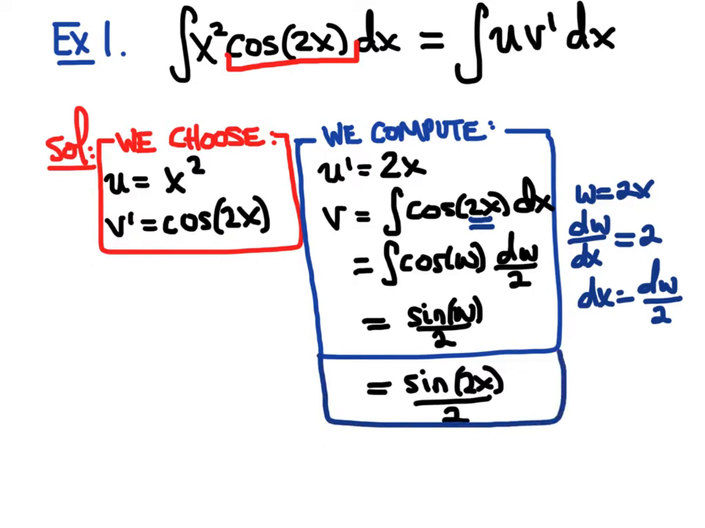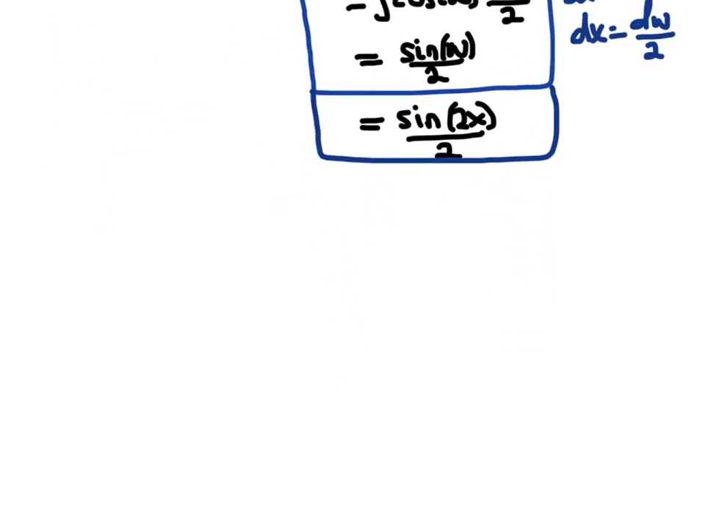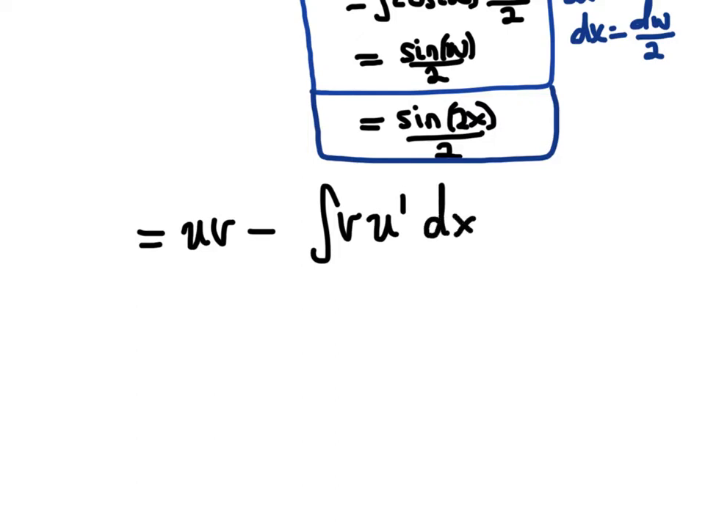So now we have our four pieces of information. We have u, u prime, v, and v prime, and we apply our rule. So the rule says that this integral will be equal to u times v minus the integral of v times u prime, all with respect to x. Again, this is the integration by parts rule. And then we plug in what we have.